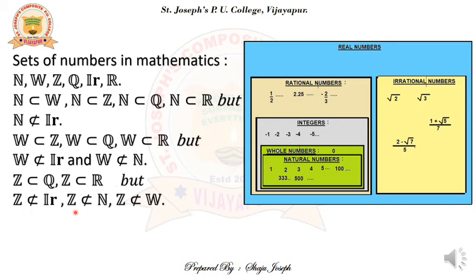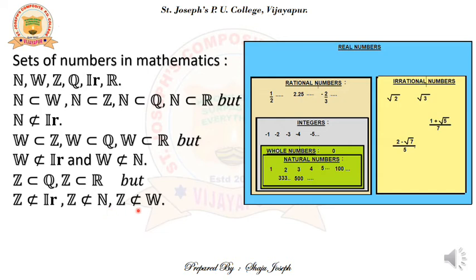Now, how about Z and natural number? Again, Z is bigger, natural number is inside. So, there are a lot of numbers in integers which are not there in natural. I just need one example. Okay, anyone? So, I'll take minus 4. Minus 4 is in integer, but minus 4 is not there in natural number. What can you say? Not belongs to means Z is not a subset of N.